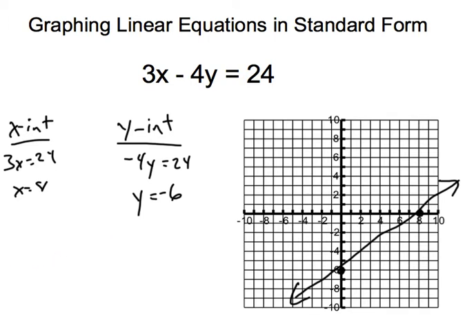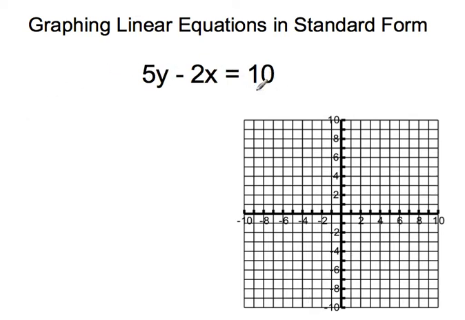I'm going to do one more, and then that is really it, because it doesn't get any more challenging than this. So we have 5y minus 2x is equal to 10. So let's first figure out what our x-intercept is. To find an x-intercept, you substitute in 0 for y. So 0 minus 2x, which is negative 2x, is equal to 10. Multiply both sides by negative 1/2. We'd end up getting negative 5. So x is negative 5.